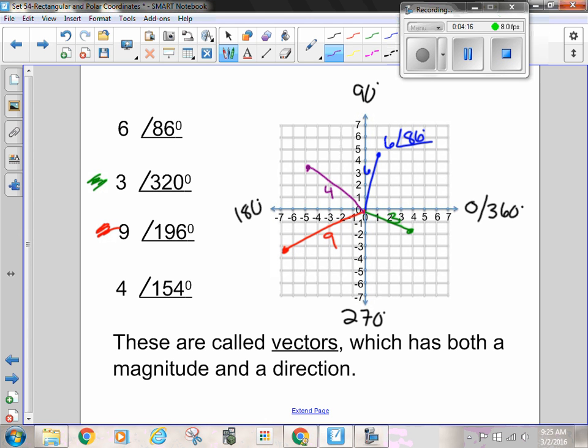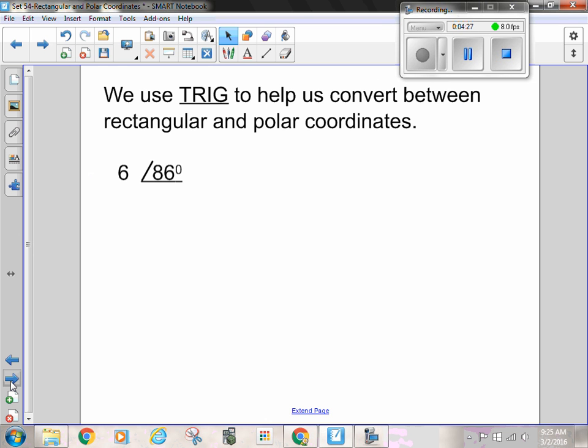And notice my lines have absolutely no rhyme or reason to their length. I just drew some. You're not going to be asked to just draw them like that. Actually, what you're going to be asked to do is convert them. And we're going to use trig to help us convert between rectangular and polar coordinates. So let's go back to that original thought process here. If we have our axes, this original problem was 86 degrees and had a length of 6. So we're going to use trig, which means we have to have right triangles. So we bring down and bring down. This is going to help us find our rectangular coordinates.